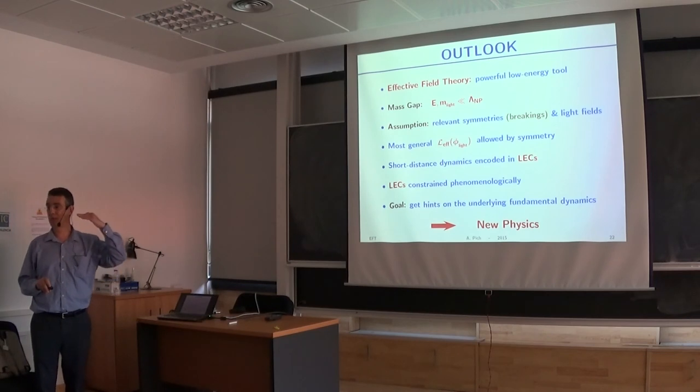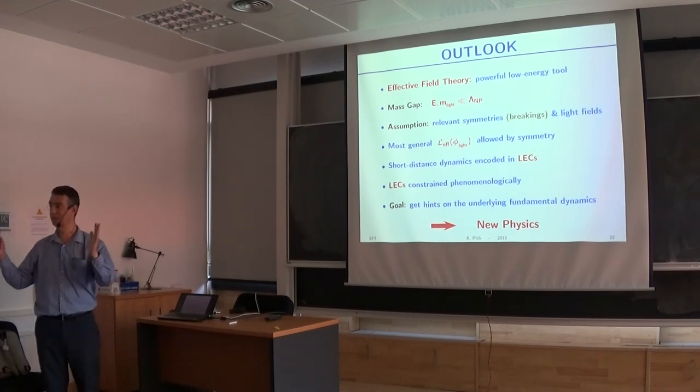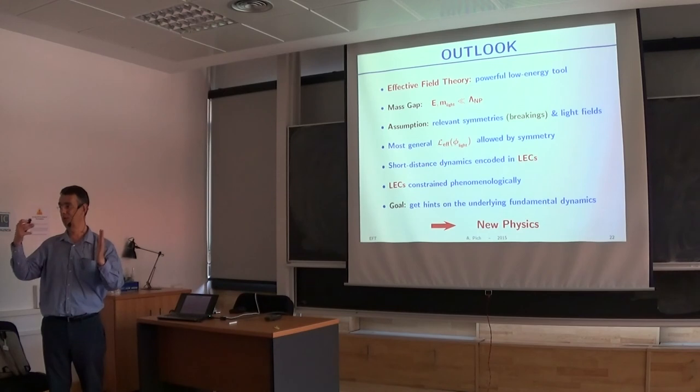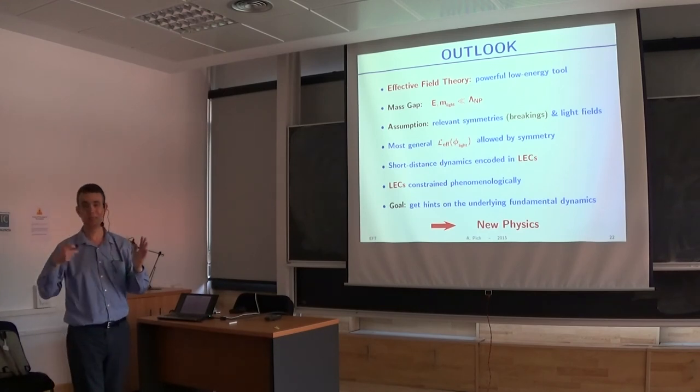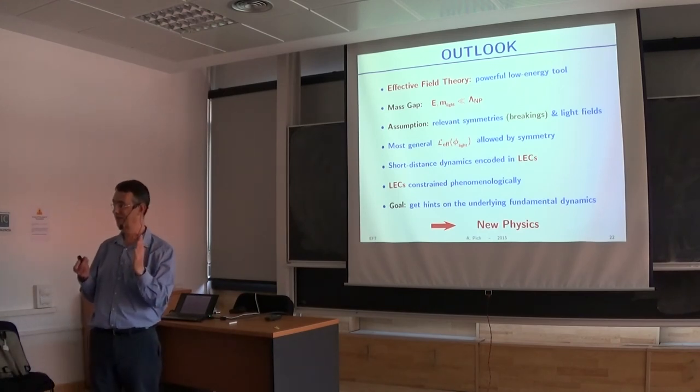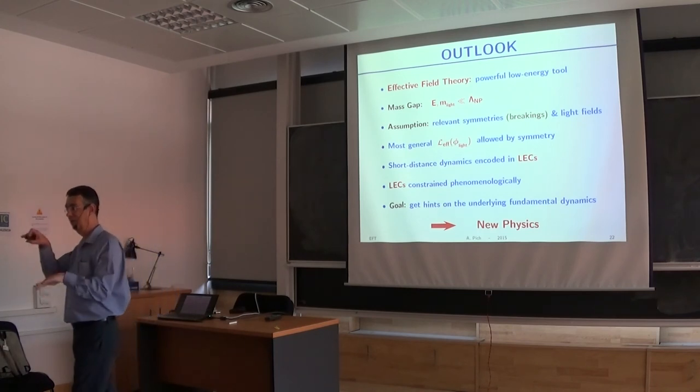So it allows you to make a general parametrization, so you know the general pattern, and now over this general parametrization, you can try as many models as you would like. And see, each model will give constraints.